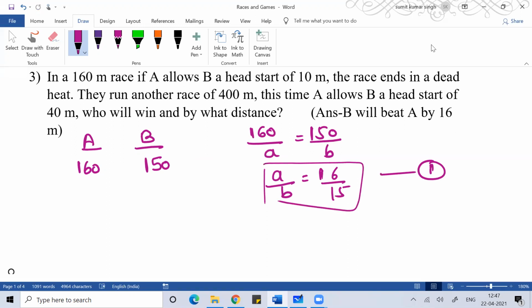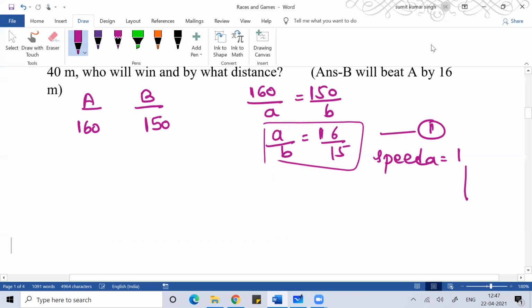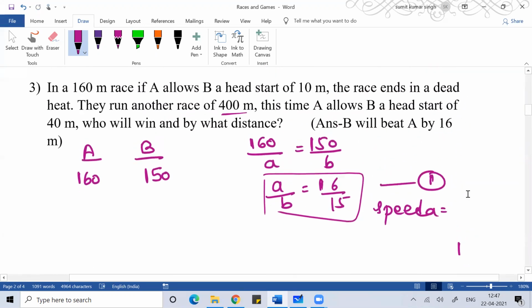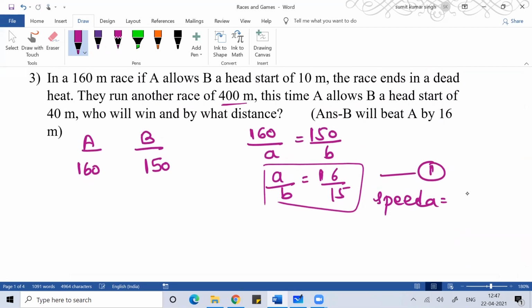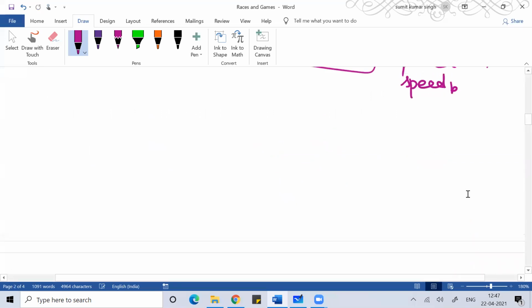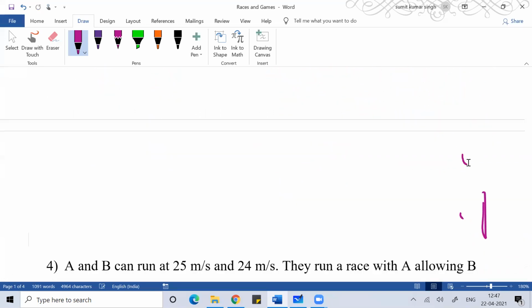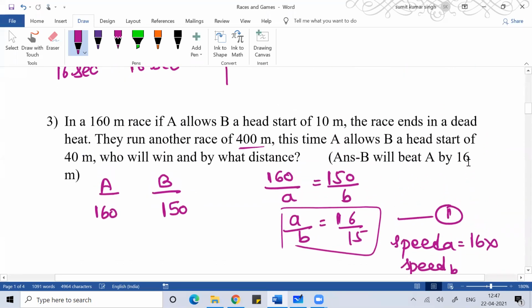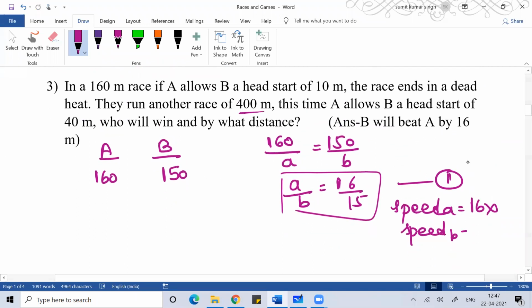Then they run another race of 100 meters. I can say that the speed of A is 16x and the speed of B is 15x.